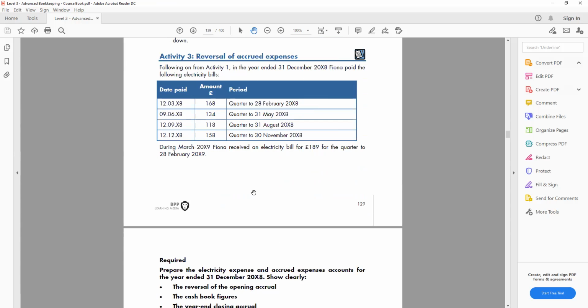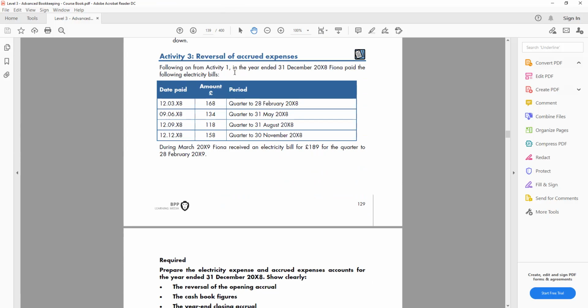Let's do one of the examples. Activity 3. In activity 3 it says reversal of accrued expense. Reversal of accrued expenses. What happened here? Following on from activity 1.